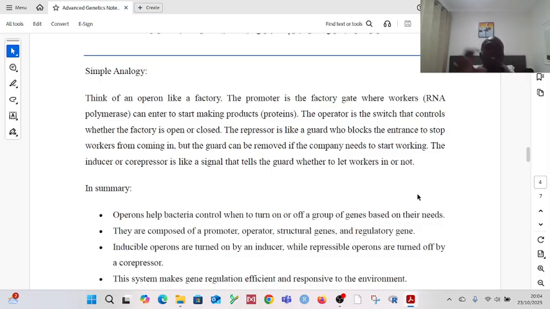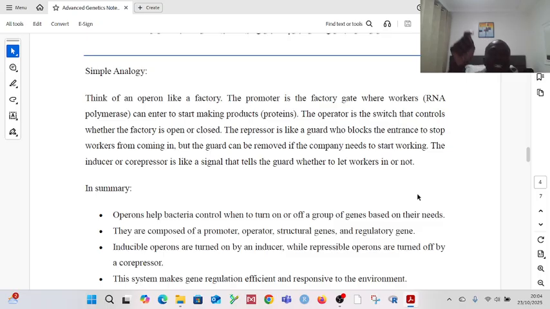Then think of the repressor as the person who blocks the entrance. So once the repressor binds to the operator, the entrance is closed. The worker in this case, which is the RNA polymerase, will not be able to come in.